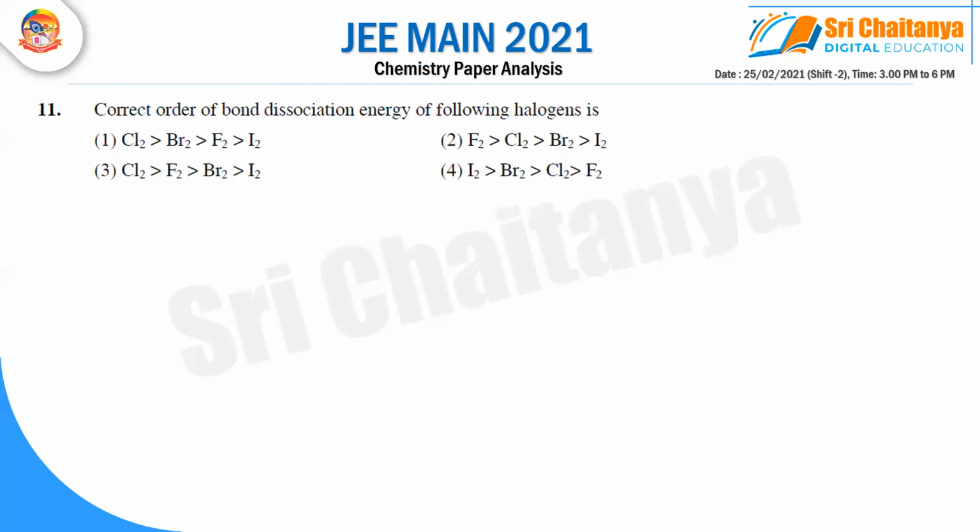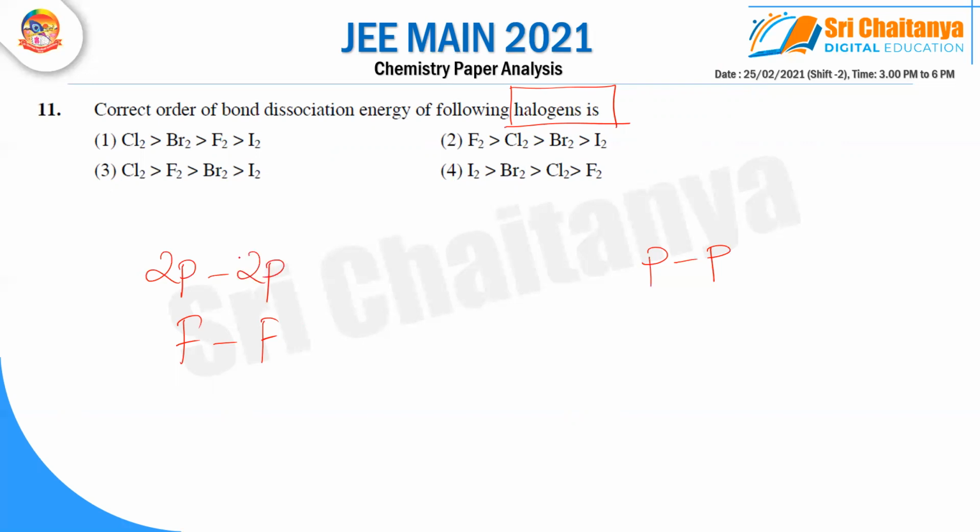Next in line, we have a question from halogens. They are asking about the bond energy. Now, halogens have a pp overlap. There's a simple overlap between the p orbitals. As the size of the p orbitals increases, the bond length increases, and therefore the bond dissociation energy decreases. But then there is a catch. Fluorine is expected to have the highest bond energy because the bond length is least among all.